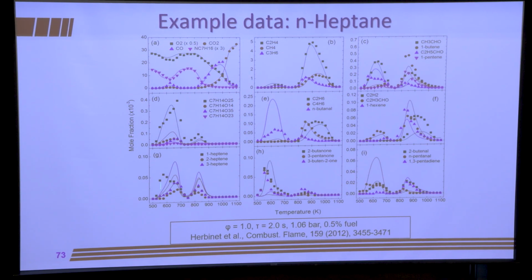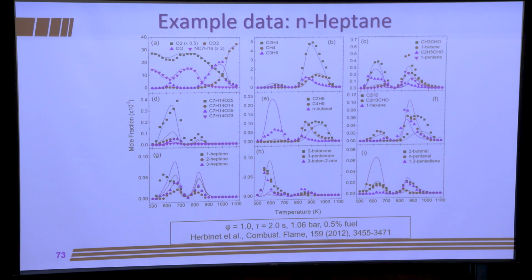What they do is they do the experiments at 500 Kelvin, they measure the species concentrations, then they up the temperature by 25: 525, 550, 575, 600, and so on. They sweep temperature from 500 to 1100 Kelvin, recording the species concentrations as a function of temperature at this specific condition, okay? The points are the experimental results. The lines are model predictions of these data.